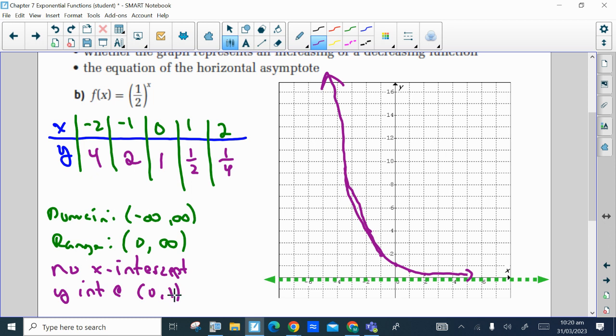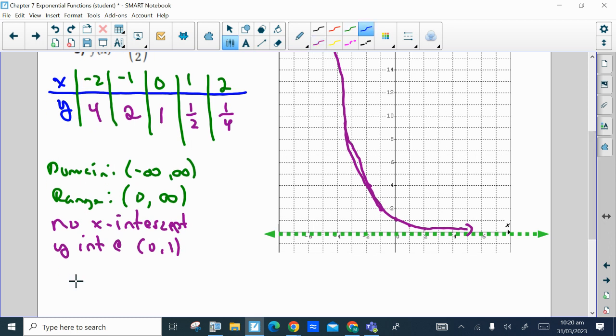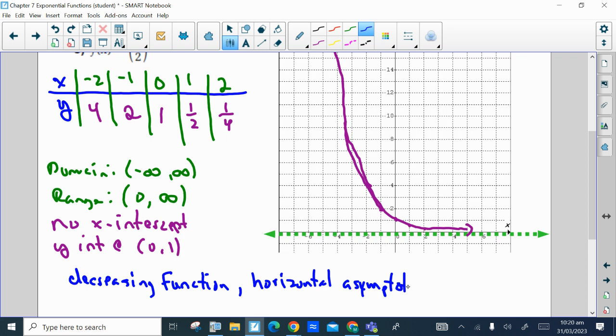It's still 0, 1. This is a decreasing function because as you go left to right, the graph is falling. And again, we have a horizontal asymptote defined by the x-axis or the line y equals 0. So most of our graphs are going to be variations of this. Okay?